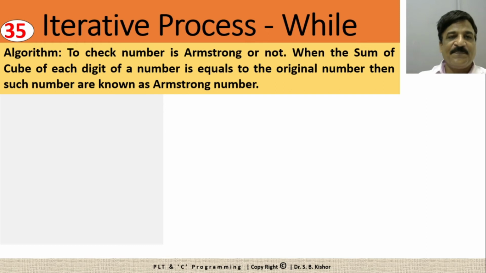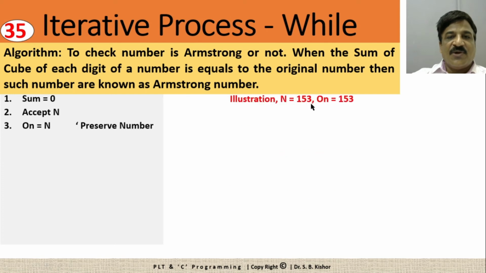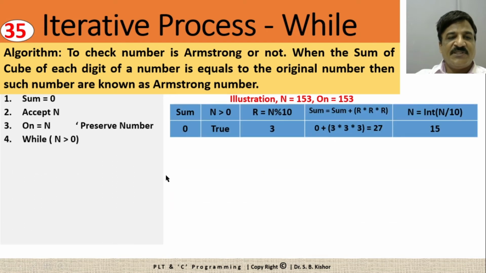Okay, so let's see. Assume the value of sum is 0. So accept the number. So preserve that original number. Now assume the number is 153. Okay. So original number will also hold what? A value 153. And now perform these 3 steps. What is that? First of all, find out the remainder, that is 153 mod 10, it's 3.